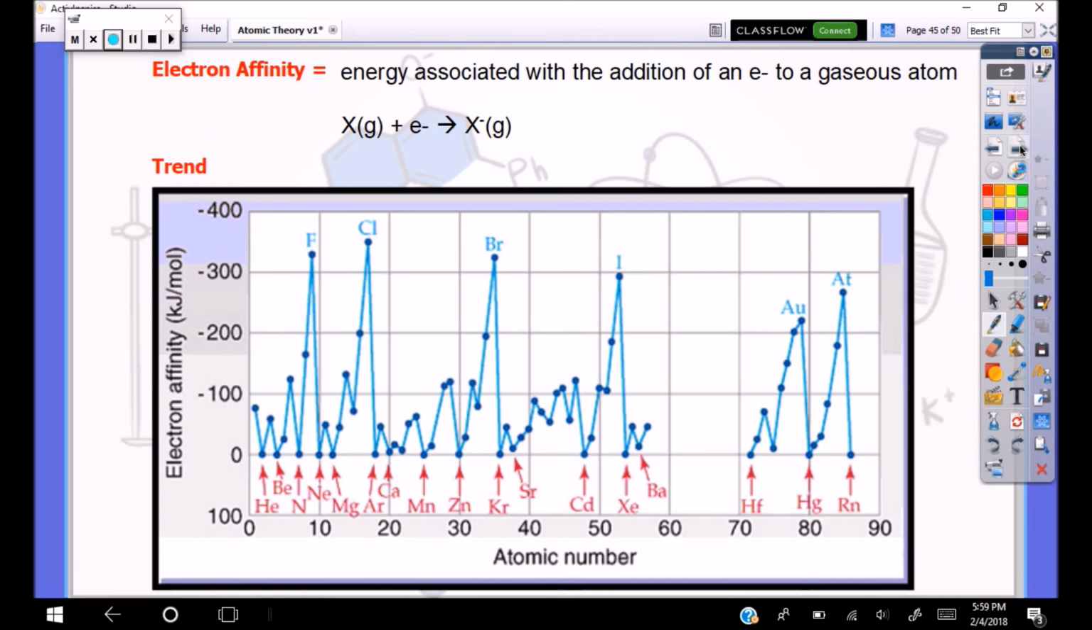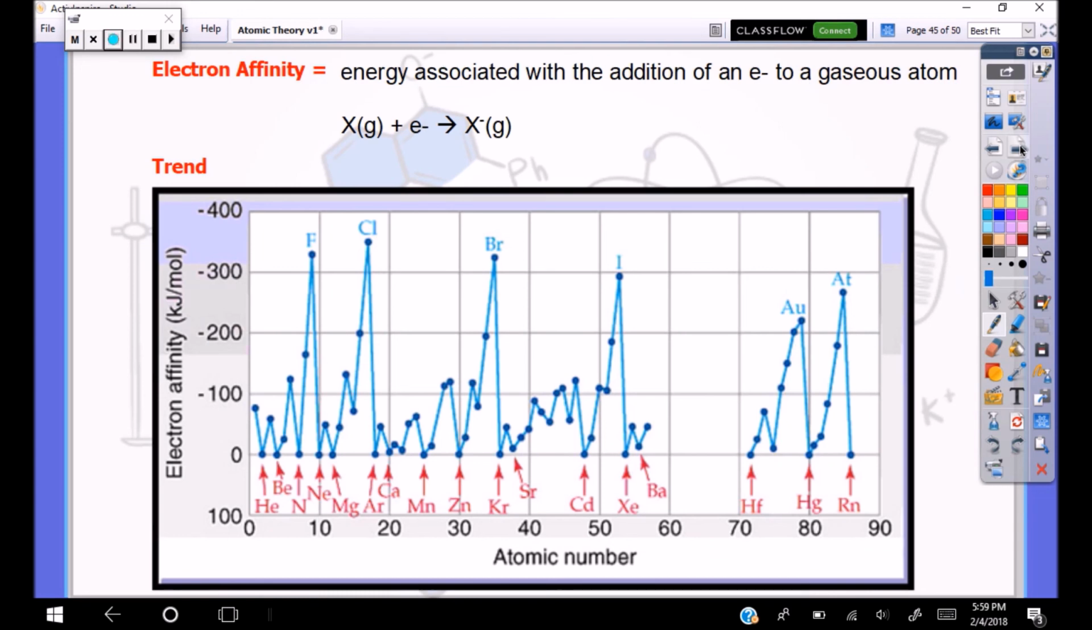The last trend, we've got electron affinity. It's the energy associated with the addition of an electron to a gaseous atom. So this is basically forcefully adding an electron to something. So it's the opposite of ionization energy. Things that are about to complete their subshell typically have the highest electron affinity, or most negative, I guess, based on this graph. That's fluorine, chlorine, bromine, and iodine. It's easiest for them to gain that electron.